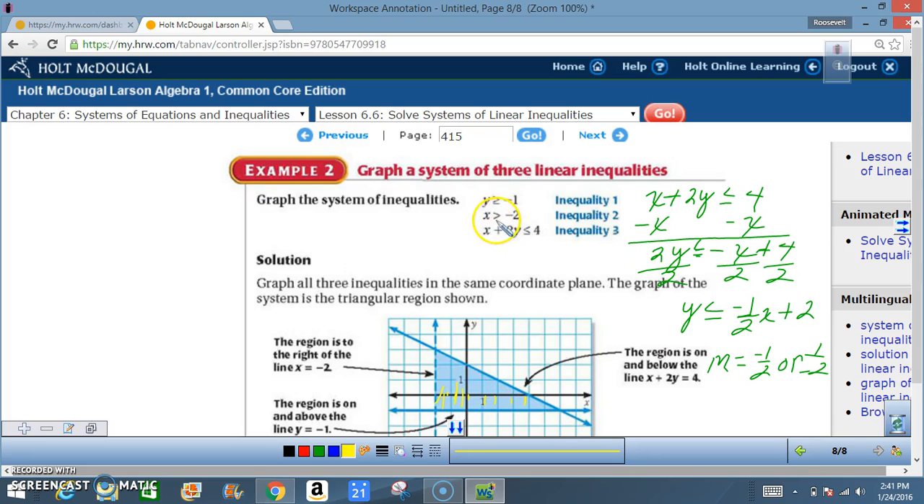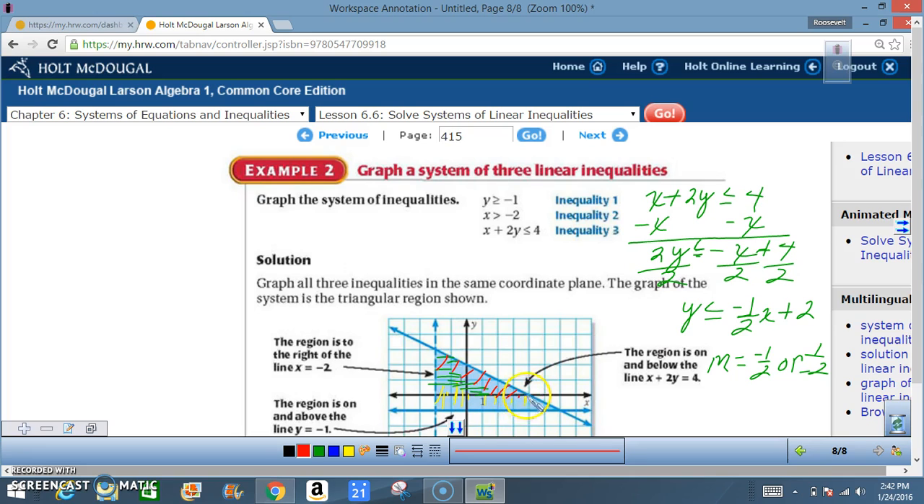Here we've got x is greater than negative 2. That's this line. So greater than is going this way. Oh, that's greater than. And here we had less than. y was less than or equal to. So less than would be coming back down in this direction. So that's less than.